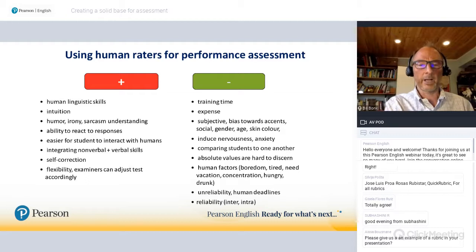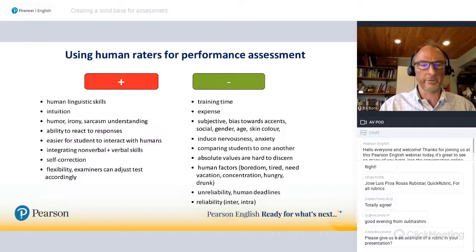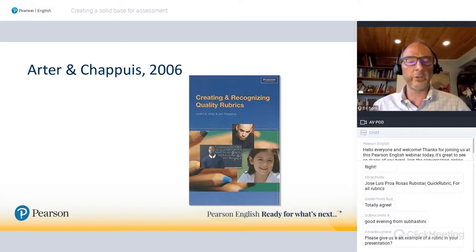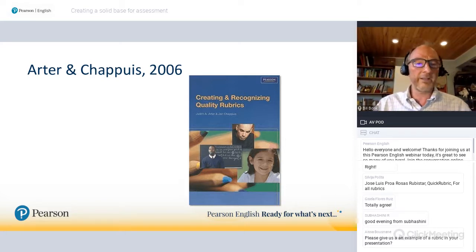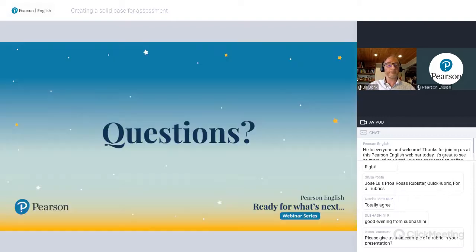Let's see, I'm just about out of time here, so I'm going to skip over the part of talking about automated scoring, and I'm going to go straight to some question and answer. Before I do that, I want to make sure that you see this book. I think it's a fantastic book about how to make and recognize good quality rubrics by Arter and Chapuis from 2006. It's available from Pearson. I'm not advertising it because it's Pearson, but because I think it's a great book and it's really valuable to have. And for now, I'll take some questions.